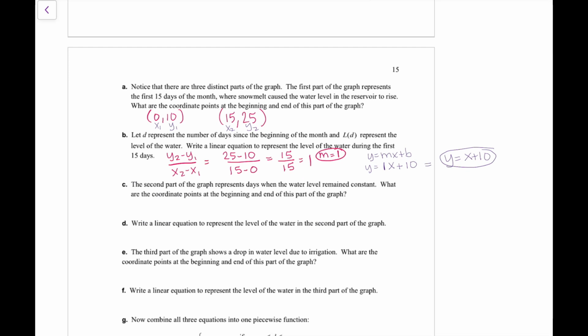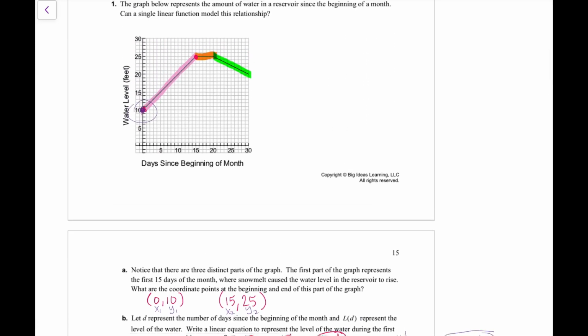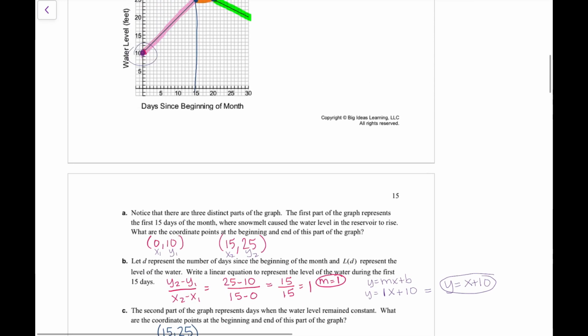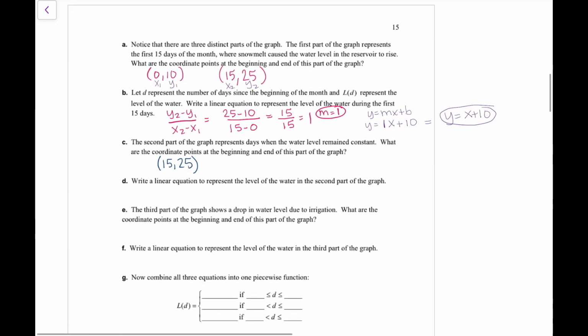The second part of the graph represents days when the water level remained constant. The points at the beginning and the end of this part of the graph are this point here and this point here. So we're going from 15, 25, and we go all the way until we hit day 20. And we have 20, 25.